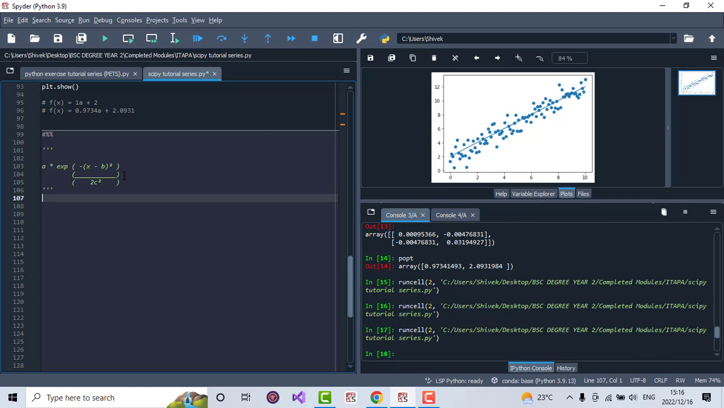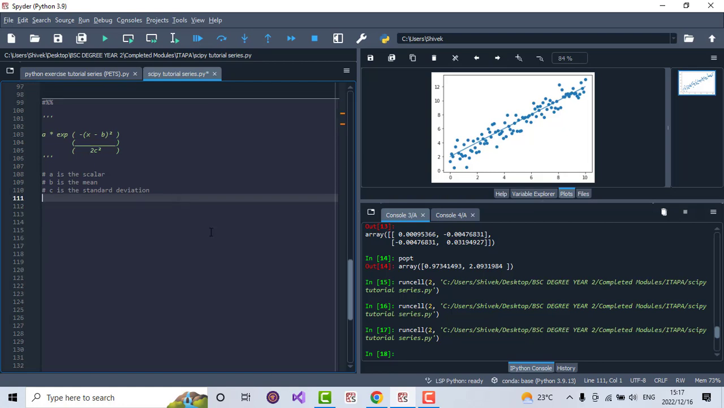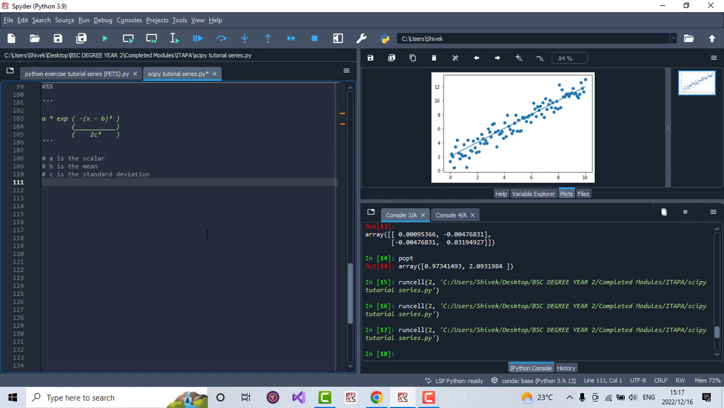Okay guys, so this is what we have. This is the equation. Essentially we have a multiplied by the exponent of negative (x minus b) squared, all over 2 into c squared. Now in the specific Gaussian equation, a few things you should be aware of: a is the scalar, b is the mean, c is the standard deviation. So that is just extra information for you to be aware of.